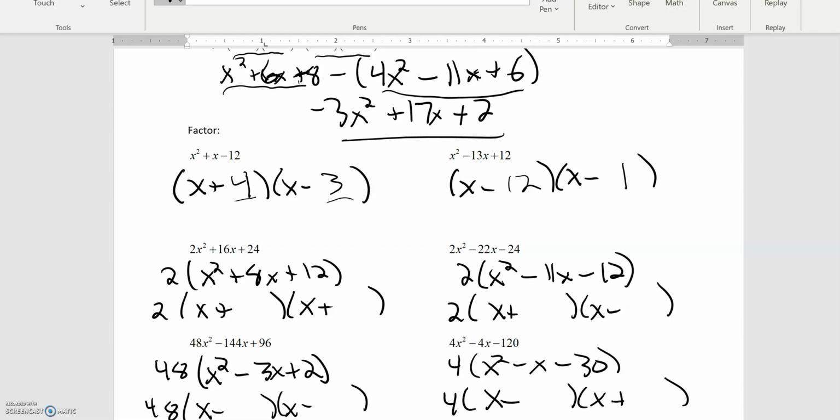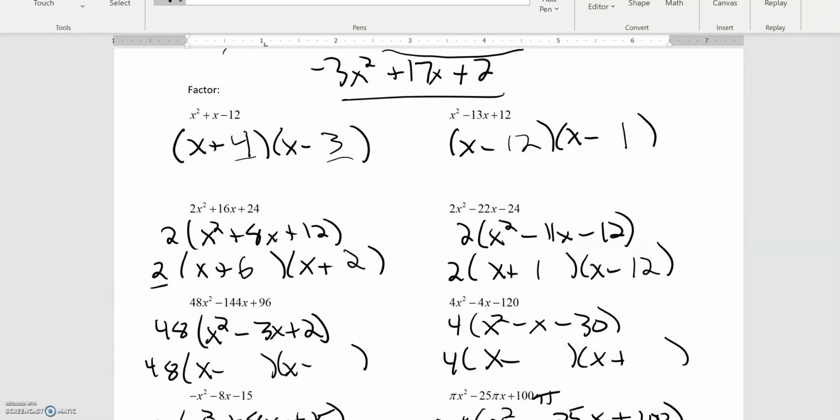So anytime you have a greatest common factor, you're going to take out that greatest common factor because it makes it a lot simpler and a lot quicker. But the sign pattern stuff still works, and so you still know what the signs are. And so here's the answer to that one. And then this one is x plus 1, x minus 12.